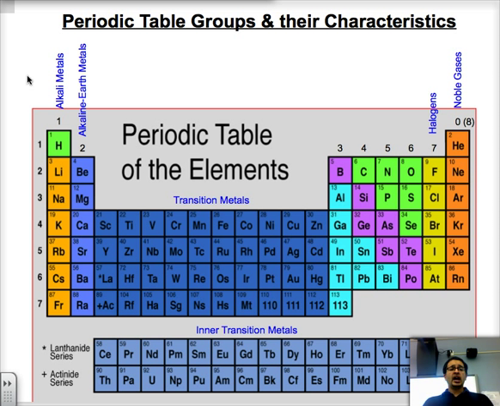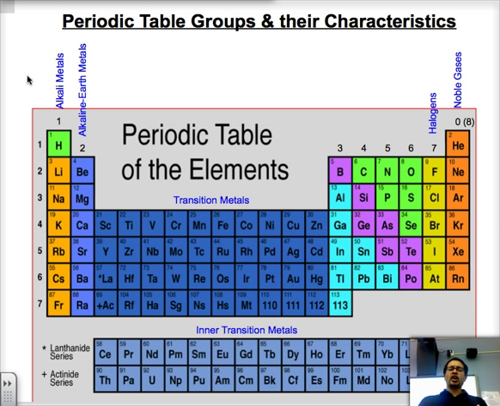Group 1, with the exception of hydrogen, are called the alkali metals. Hydrogen, even though it has somewhat similar behavior, is not a metal, and therefore we're not going to refer to it as a metal. Group 2 is called the alkaline-earth metals. Group 3 sometimes is called the boron family, Group 4 the carbon family, Group 5 the nitrogen family, and Group 6 the oxygen family.